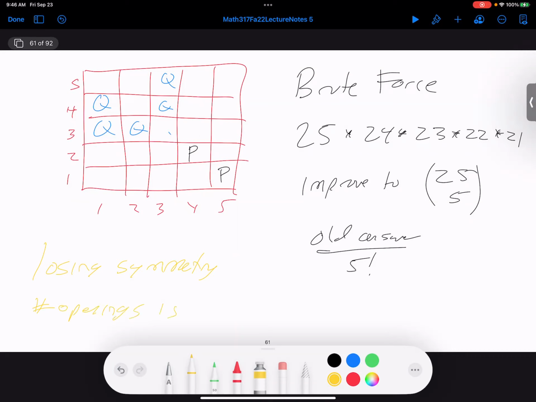So how many initial places are there to put the first queen by symmetry? On a 5 by 5 board, how many distinct squares do we have? So there's 25 squares, but some of them are the same if we rotate or flip. So how many distinct squares are there? On the 3 by 3 tic-tac-toe board, there was only 3. What is it going to be on the 5 by 5? 7. Why 7? I see the corners.